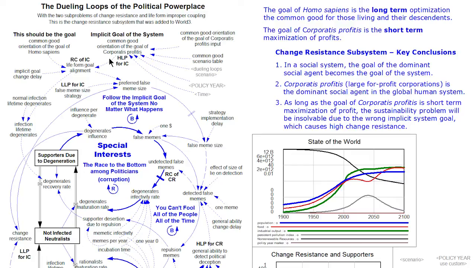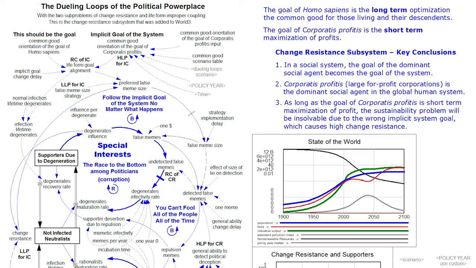You change the wrong goal to be the right goal, so that the goal of corporations is the same as the goal of humans. This would be the long-term optimization of the common good. Once this happens, the system now has the right goal. The system will want, so to speak, to solve the sustainability problem just as much as it's not wanting to solve it now, because powerful root cause forces have been resolved.